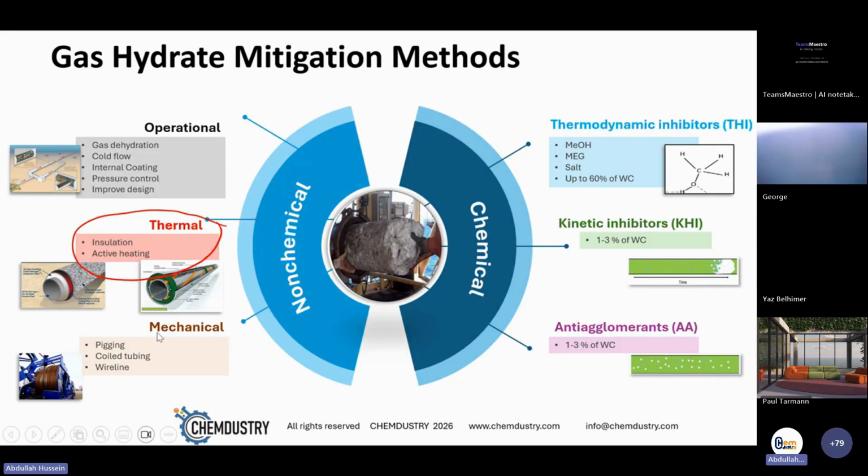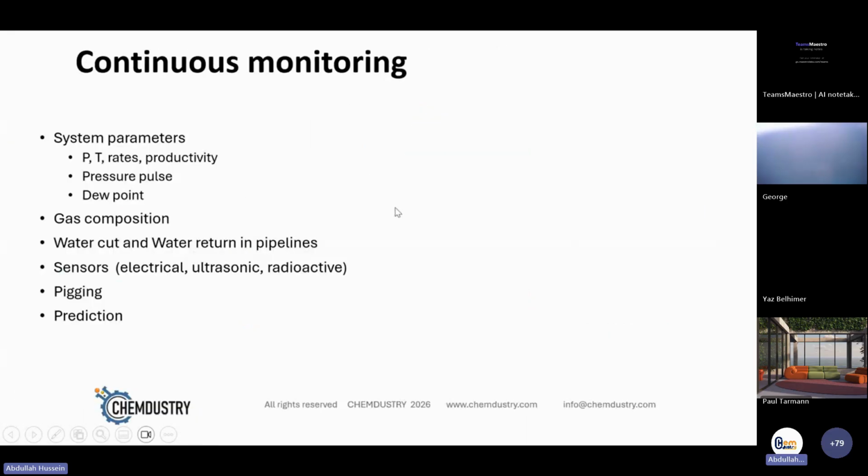And if the hydrate is already in there, we use mechanical methods such as pigging, coil tubing, or wireline to remove it. Most of the time, coil tubing will be your best friend, because it includes many, many features that can resolve the hydrate plug efficiently and very quickly as well.